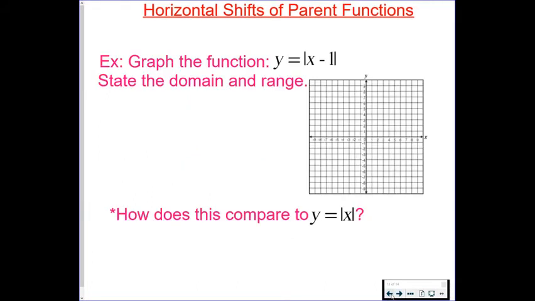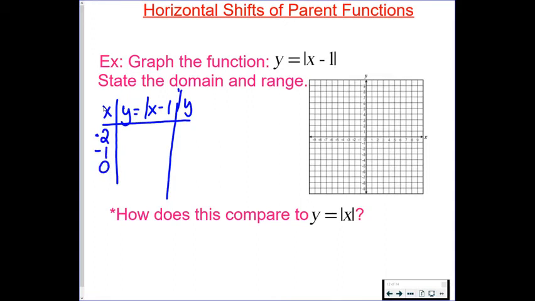Okay, let's try an example with the horizontal shifts. The graph, y equals the absolute value of x minus 1. Again, I'm going to create a quick table just so we can get our points. Now I'm going to plug in some x values all the way down to 2. Y equals the absolute value of negative 2 minus 1 is negative 3. The absolute value is positive 3.